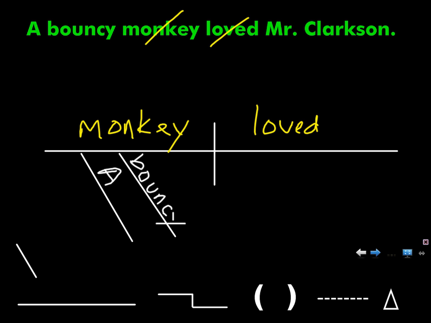A and bouncy are separate. They're not linked to each other. They are both linked to monkey. That sentence diagram has just told you something. It says monkey is the subject, loved is the predicate, A modifies monkey, bouncy modifies monkey, neither A nor bouncy modifies loved. In fact, in this case, nothing modifies loved. It stands on its own.